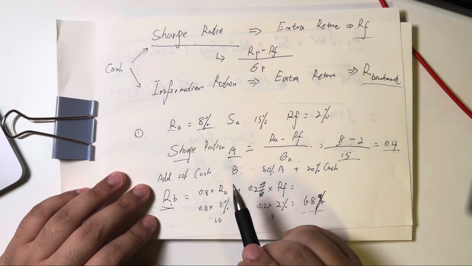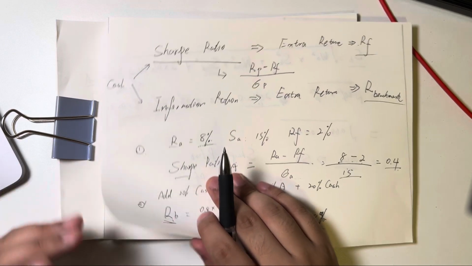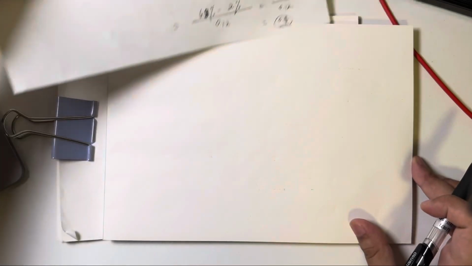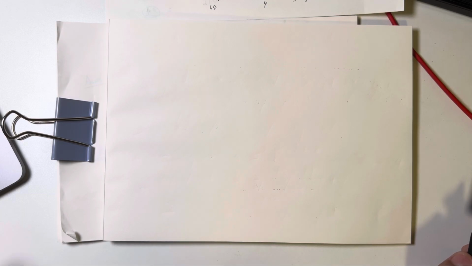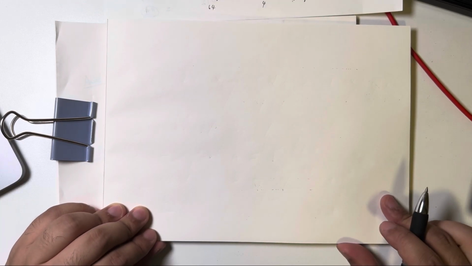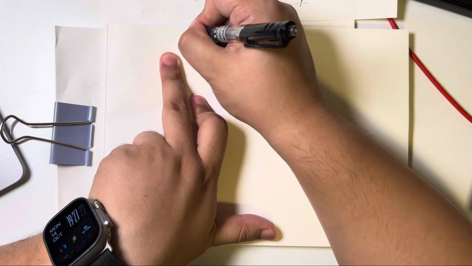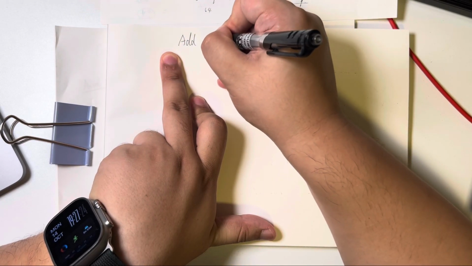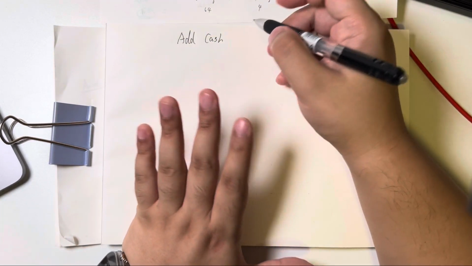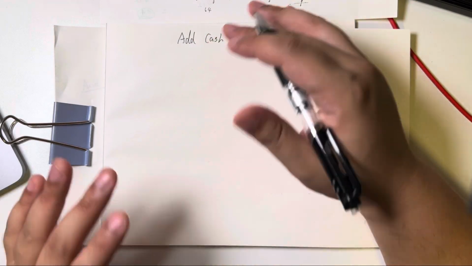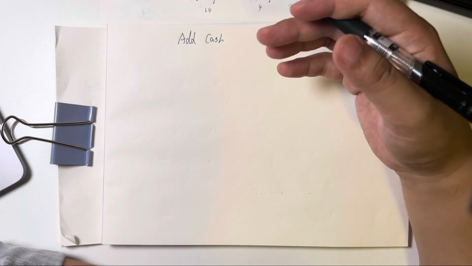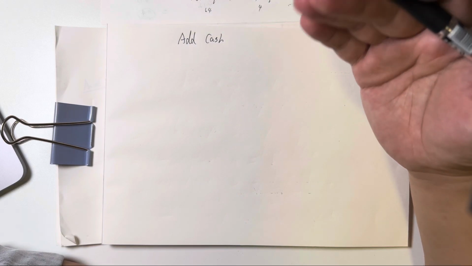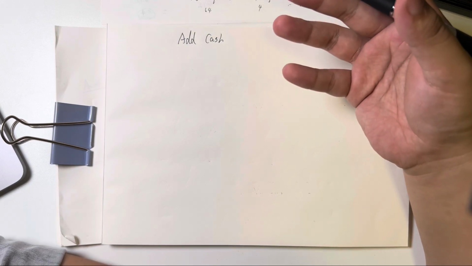Okay, but the information ratio is a little bit different. Information ratio is about performance when compared to the benchmark. Okay, and add cash, or say no cash at all, like fully invested, do like change the composition of the portfolio.